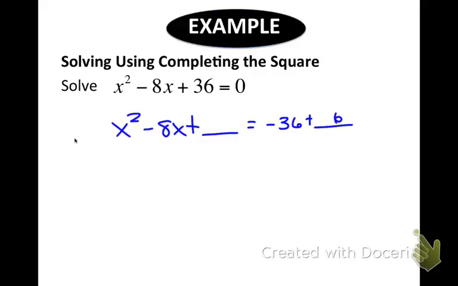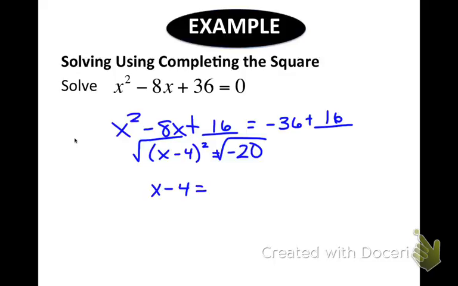16. What does the left side factor to? X minus 4 squared equals negative 20. Good. Next move. Square root both sides. Okay, we did this one. X minus 4 is equal to plus or minus i square root 20. Just for fun, what do we say we simplified that to? 4 and 5, so it was 2i square root 5.